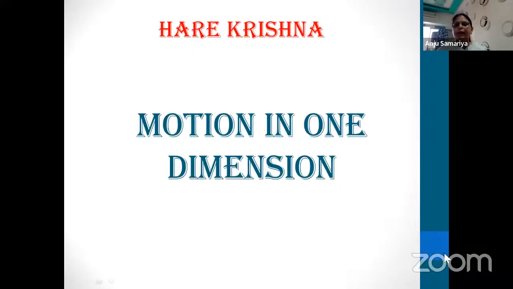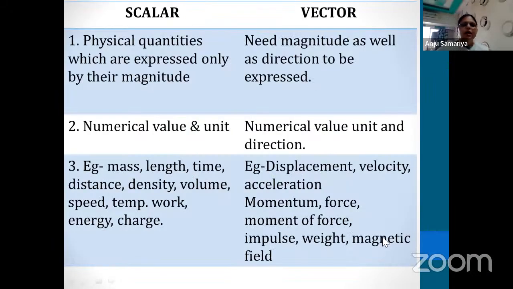So, motion in one dimension. There are different kinds of motions. Before we start with the motion, we'll look into vector and scalar quantities. There are two types of physical quantities. A scalar quantity is a physical quantity which needs only magnitude.